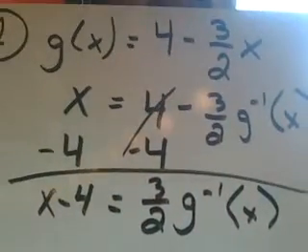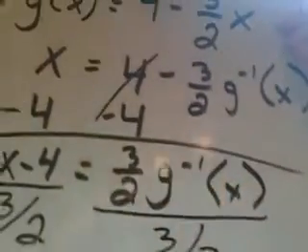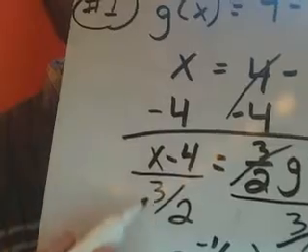Now the only piece left is to get rid of this 3/2 coefficient, and because you're multiplying by 3/2, what you can do is divide by 3/2. So that's what I'm going to do. I'm going to divide by 3/2 on both sides. So on the right side, the 3/2 would cancel out, and I'm left with g inverse of x is equal to, well, it's equal to this right here.